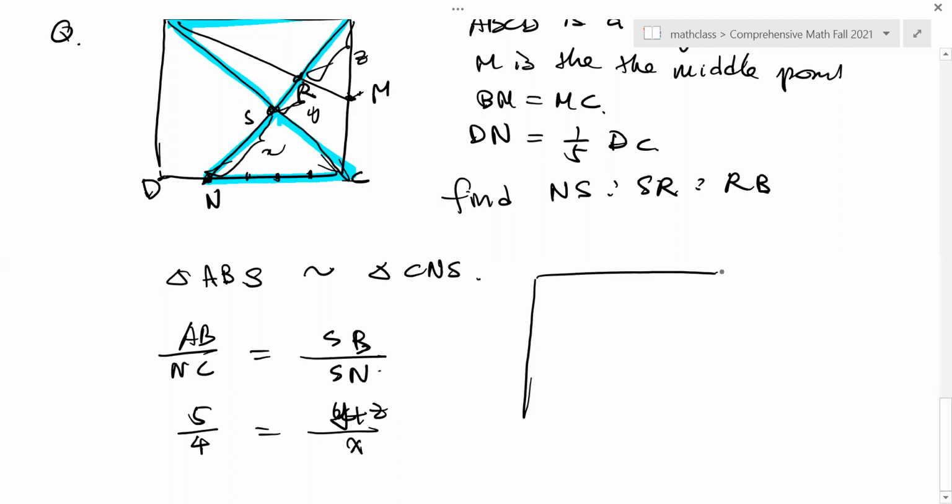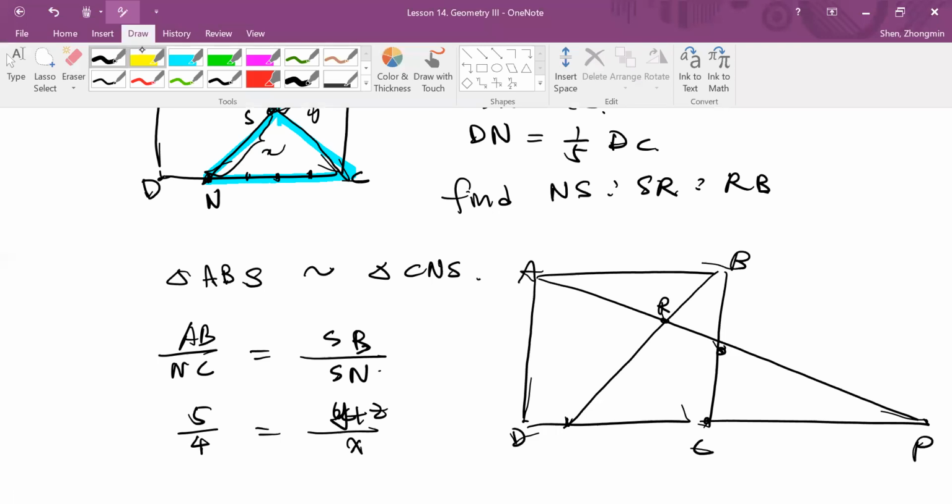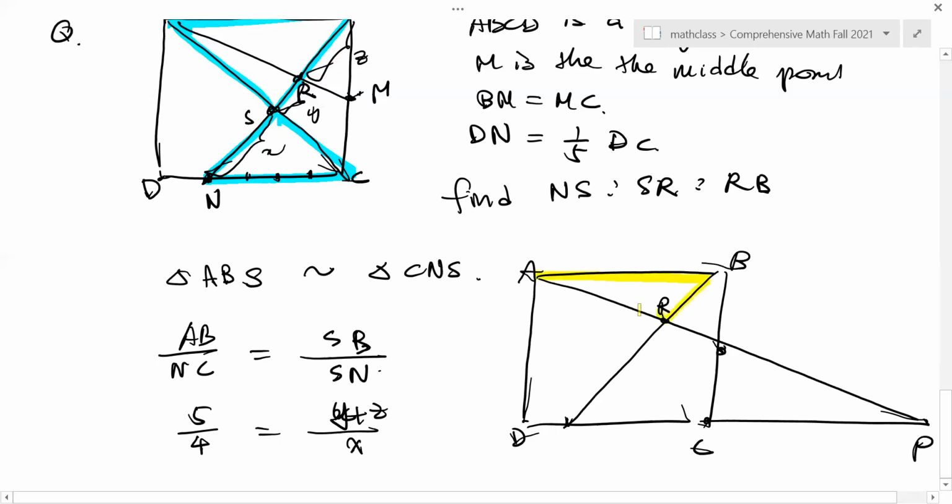I draw this. This is a middle point, so you can extend it and compare. This is a point C, and this is N. That's a D, that's a B, that's A. This is R, the intersection. So I think we should use these two triangles to get another relationship. This is a triangle, and the other triangle is this one.